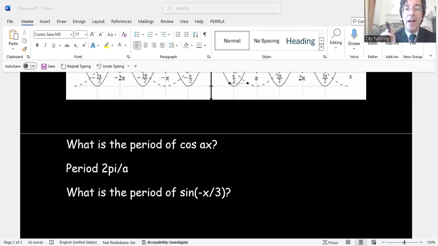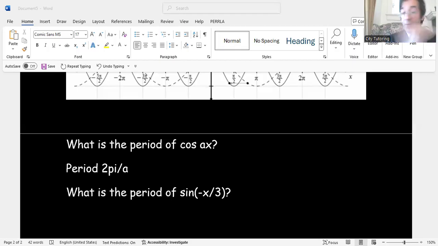Well, first, in a situation like this, you're dealing with a negative sign. Remember that we talked about in the previous video, the graph of f of negative x is a reflection of the graph of the positive over the y-axis. So in this case, this is a reflection of sine of x over the y-axis.